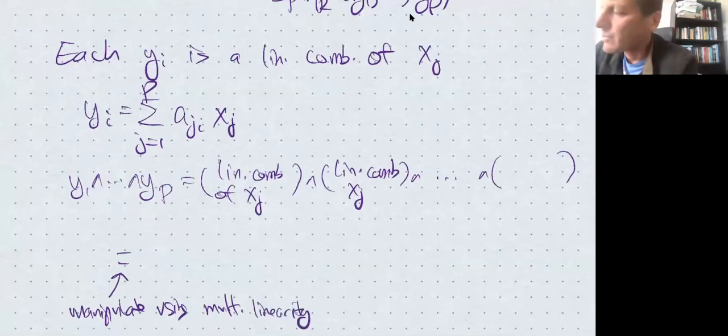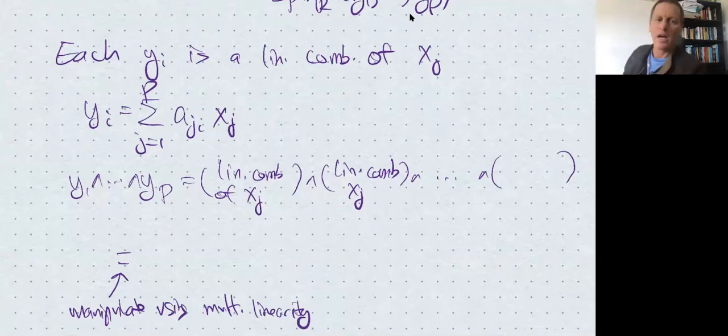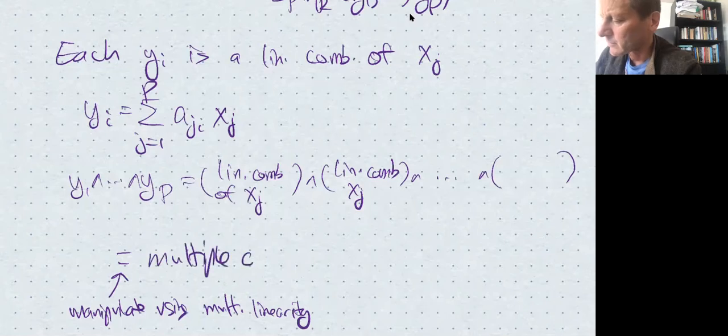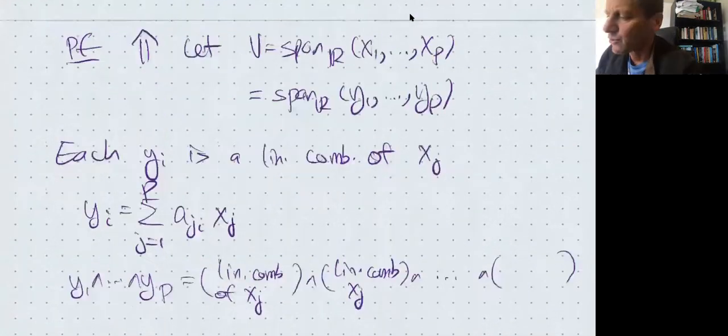When you open up this expression, two things may happen. Either some xj meets another xj with the same index, and then this quantity vanishes, or you just get all the xi's in some order, but then you can change the order using the rules for the alternating property, and at the end of the day, you get a multiple of x1 up to xp. So this proves the first direction.